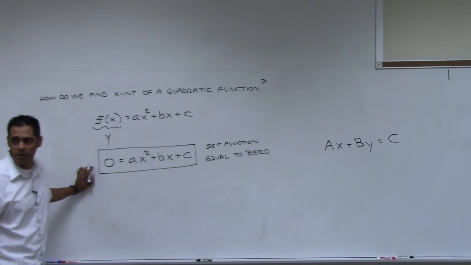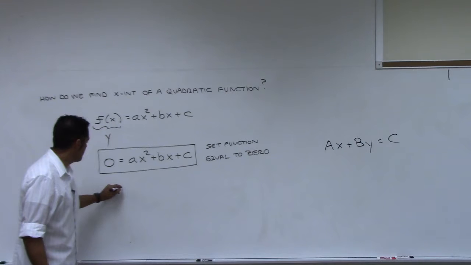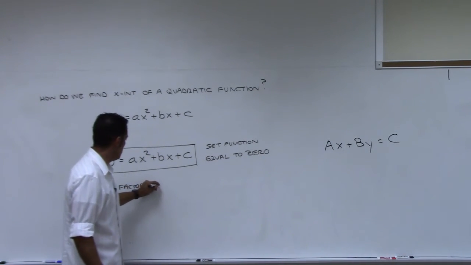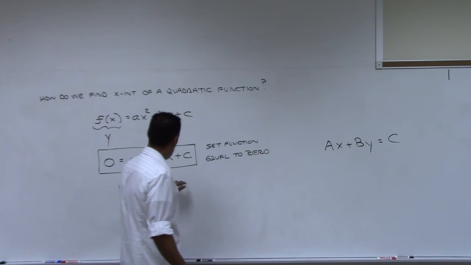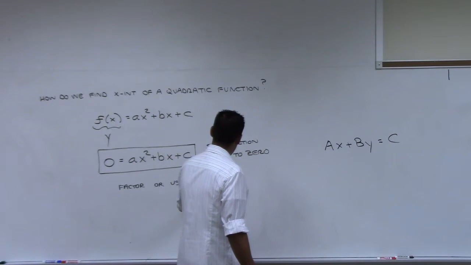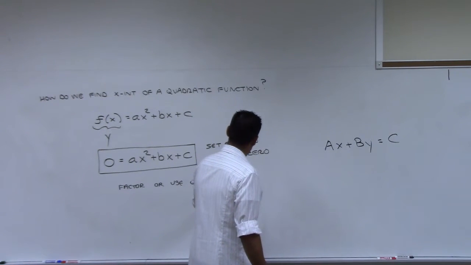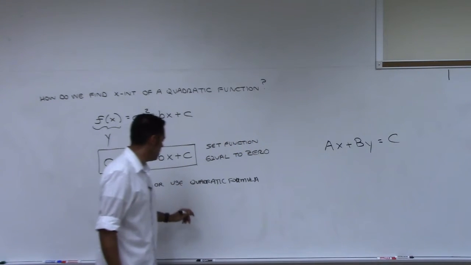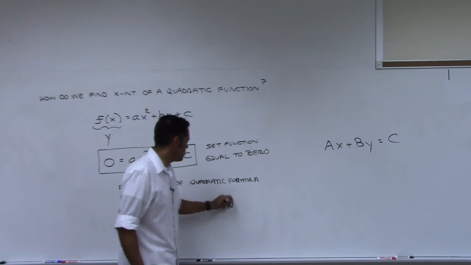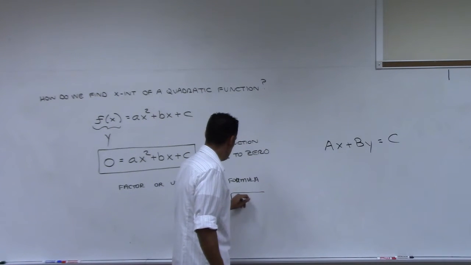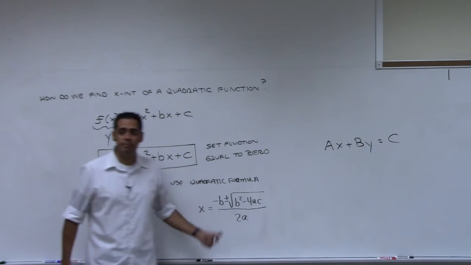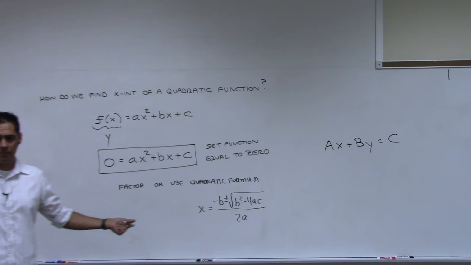Okay, the quadratic formula. So at this point, you either factor, if it's even possible, or use the quadratic formula. And I'm sure you all remember the quadratic formula. X equals negative b plus or minus square root b squared minus 4ac all over 2a. That look familiar? Remember working with that?